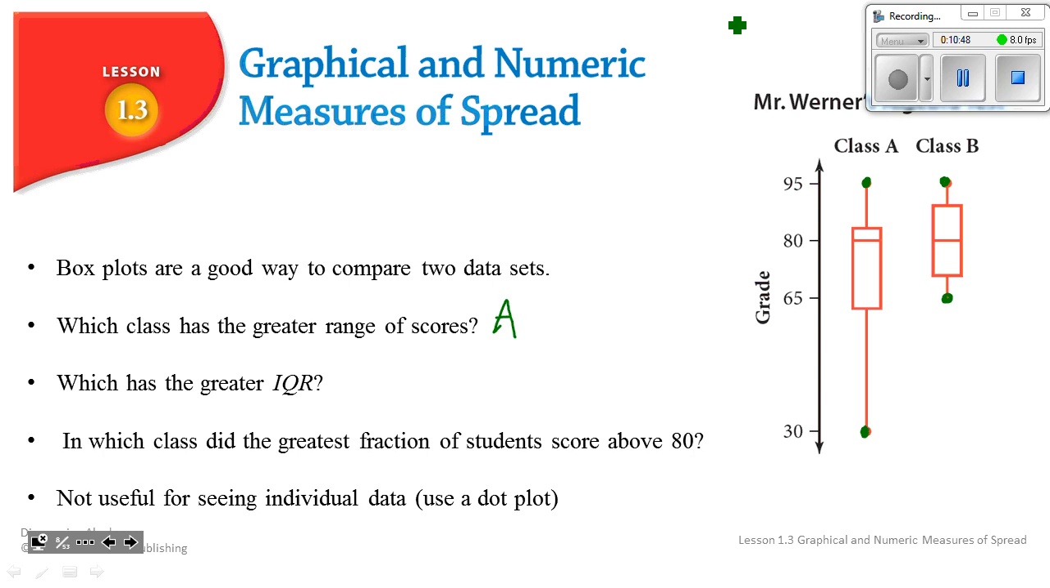Which has a greater IQR? Well, let me explain what IQR is. IQR is interquartile range. So you can kind of tell from that term that the interquartile range is just going to be the range of the box. Okay, it's going to be the range of Q1 to Q3.